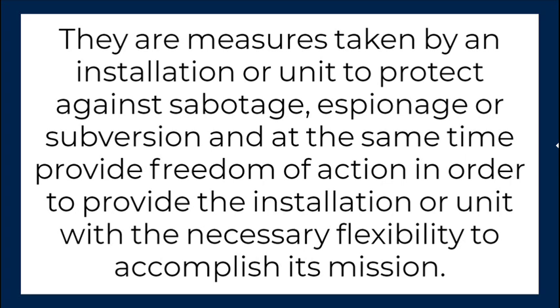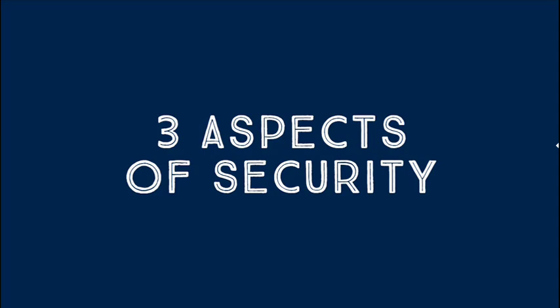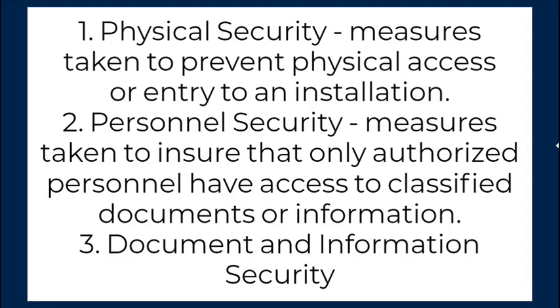Protective security. They are measures taken by an installation or unit to protect against sabotage, espionage or subversion and at the same time provide freedom of action in order to provide the installation or unit with the necessary flexibility to accomplish its mission. 3 aspects of security. 1. Physical security, measures taken to prevent physical access or entry to an installation. 2. Personnel security, measures taken to ensure that only authorized personnel have access to classified documents or information. 3. Document and information security.